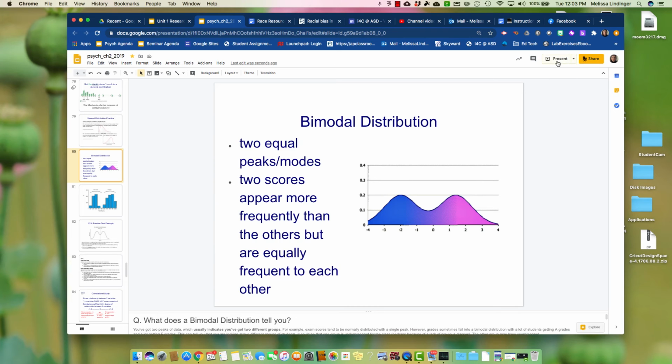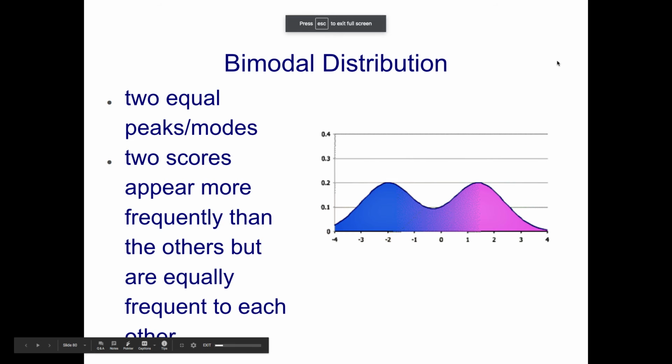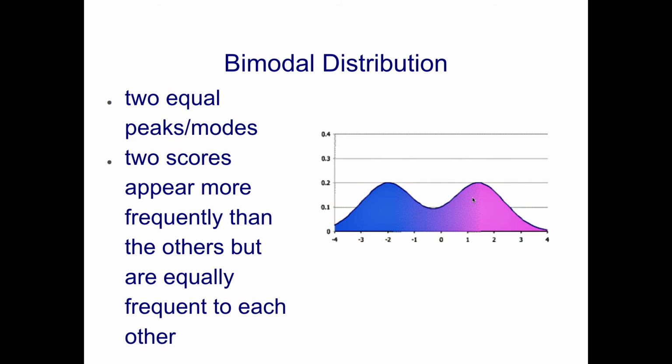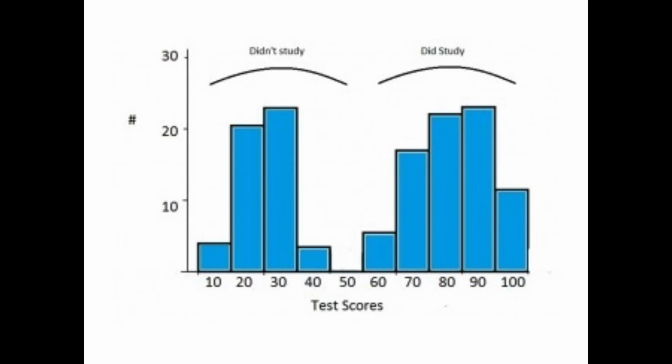The final type of distribution that I want to talk about is called a bimodal distribution. A bimodal distribution is when we have two equal peaks, or two modes, or two scores that are most frequently occurring. So think about a scenario where I have test results that look like this. I have a lot of students that scored well and a lot of students that scored not so well. I actually don't like the labels up here, the did study versus didn't study. I mean, that could be it, but there could be a lot of other factors influencing them as well. Let's not pay attention to that.